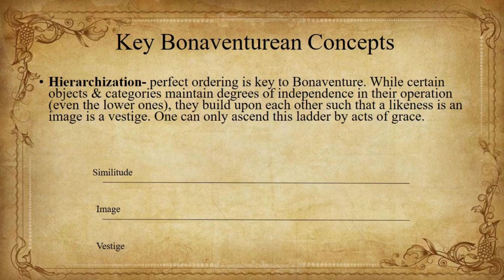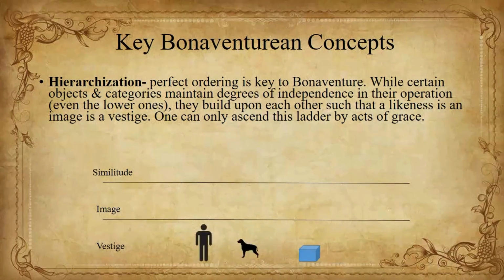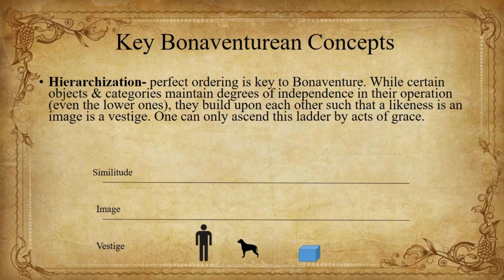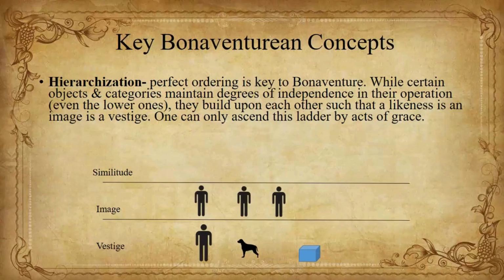While certain objects and categories maintain degrees of independence in their operation, they also build upon one another. The vestige has a certain degree, I hate to use the word autonomy, of independence: it doesn't necessarily need the image to operate. We begin with the vestige, which is any created thing that is intelligible. Man is a vestige, a dog is a vestige, the box on the floor is a vestige, the things we walk out to in the world, with that light of intelligibility already there when we first come into contact with them. Then we have the image: man with the powers of memory, intellect, and will, who is not just a vestige but, because of these powers, is lifted up to the identity of an image.